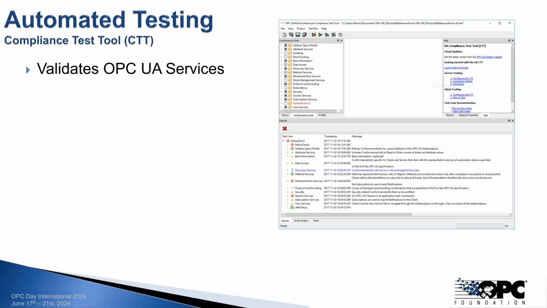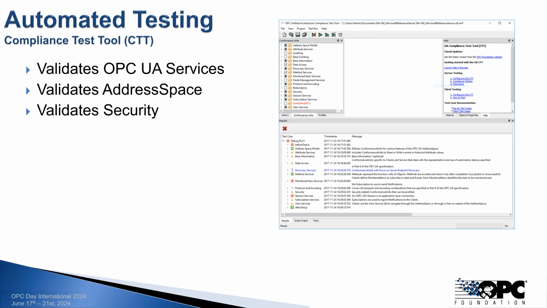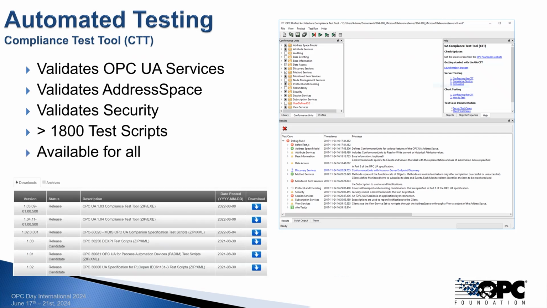We have automated testing tools, and this will come into play a little bit more. We'll show you when we get to the FX pieces. But the automated test tool checks all the services that you have. It can validate the address space of the server. It has security validation. It has over 1,800 test scripts in it. So it's a generally very useful set of tools for testing. Oh, and by the way, it's publicly available, so you can download it from the Foundation's website. Members get it for free. Non-members can purchase it, non-corporate members, I should say. But it's available for everyone.